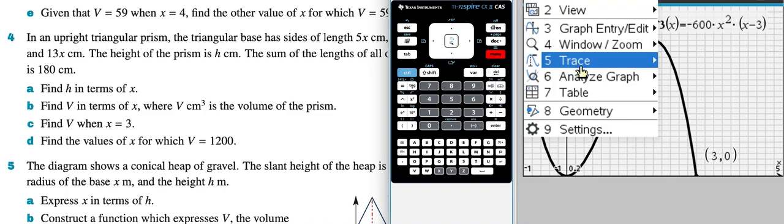If it was asking me to graph and show all the intercepts and stuff like that, well, I know that it's starting at 0, 0. I know it's starting at 3. Like there's the other intercept.